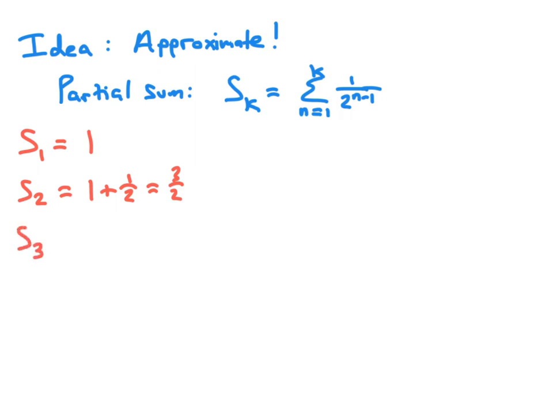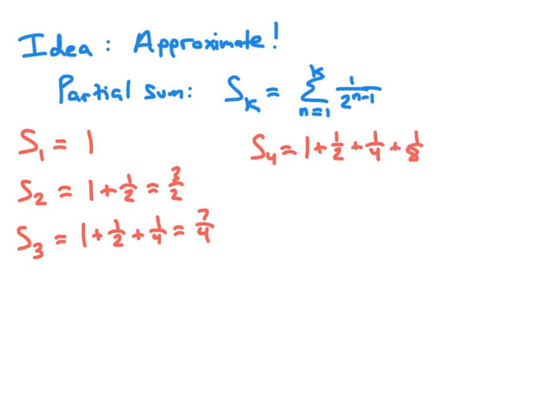S sub 3 is going to be the sum of the first three terms of our series, which would be 1 plus 1/2 plus 1/4. And by converting all of these numbers to fourths and adding them together, we see that this is equal to 7/4. We can compute S sub 4 in a similar way. We're going to add together the first four terms of our series. So this will be 1 plus 1/2 plus 1/4 plus 1/8. And adding those all together gives us a sum of 15/8.